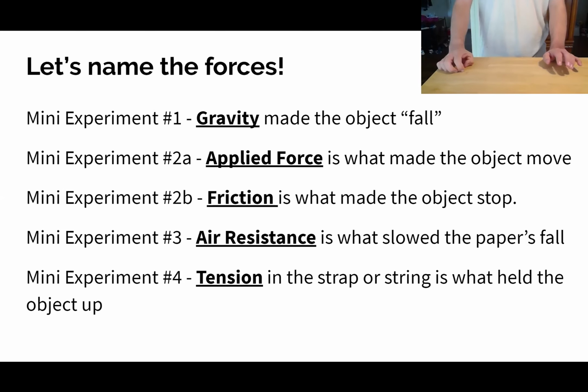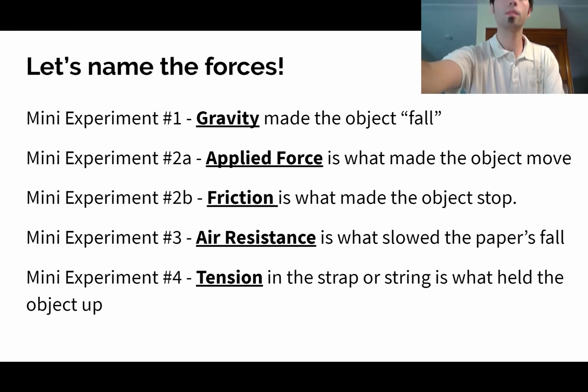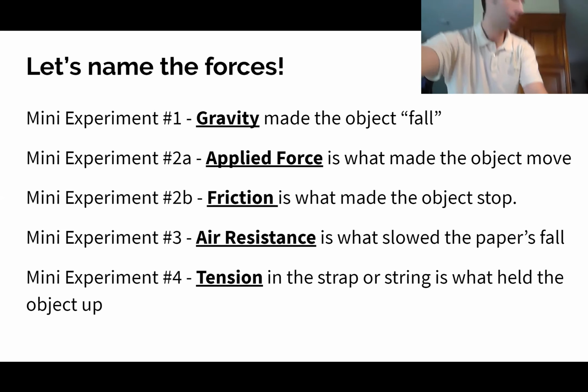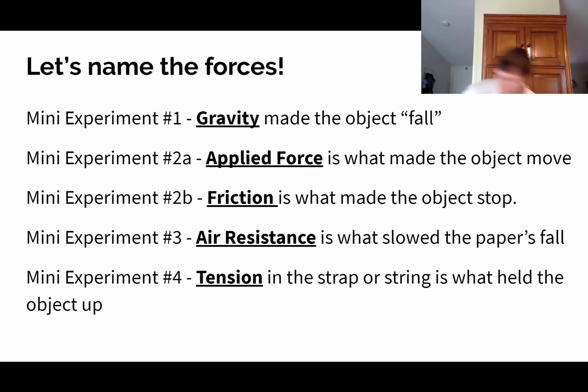Okay. So the next experiment I had you guys do, I had you take two pieces of paper. I asked you to crumple one and keep the other one whole, and then drop both of them. Let me step back a little bit. But you guys already saw that one fell slower than the other. So there we go. One fell slower.